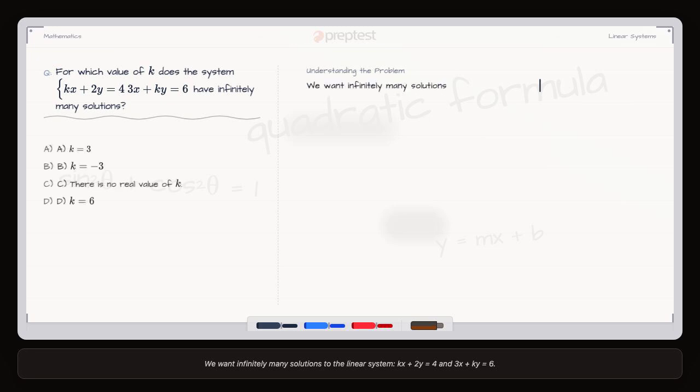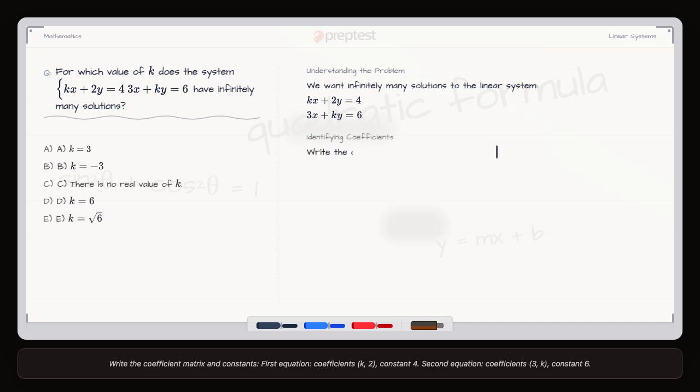We want infinitely many solutions to the linear system, kx plus 2y equals 4 and 3x plus ky equals 6. Write the coefficient matrix in constants. First equation, coefficients, k, 2, constant 4. Second equation, coefficients, 3, k, constant 6.